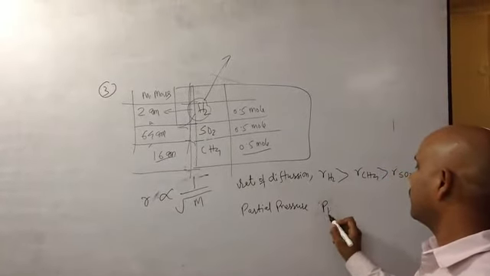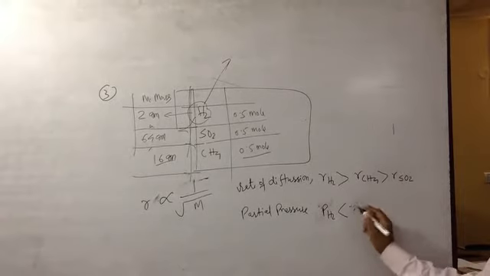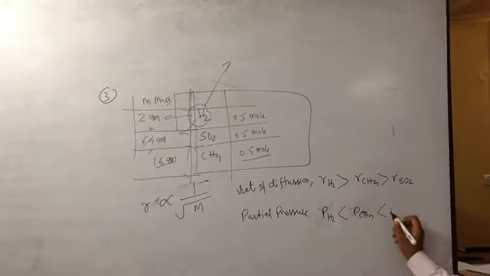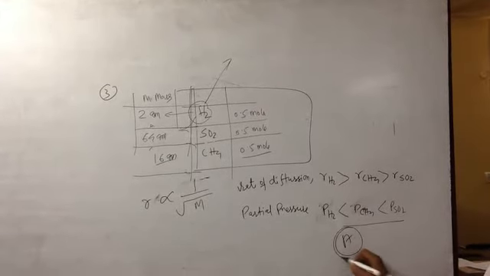Partial pressure of hydrogen will be lowest, CH4 intermediate, and SO2 highest. If you see, A option is correct option.